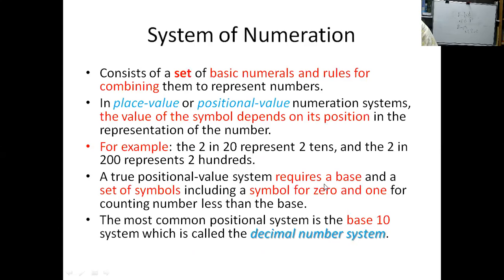A true positional value system requires a base. We use base 10, and a set of symbols, including a symbol for 0 and 1, for counting numbers less than the base. One of the great advantages of our numerical system, the Arabic numerical system, is that we have 0. And that is the reason cultures who adopted this system have advanced. That's why the other numerical systems went out of existence, for the simple fact that they didn't have 0. It makes numeration very difficult if you don't have a symbol for 0. The most common positional system is the base 10 system, which is called the decimal number system. Decimal comes from the Greek word deca, meaning 10.